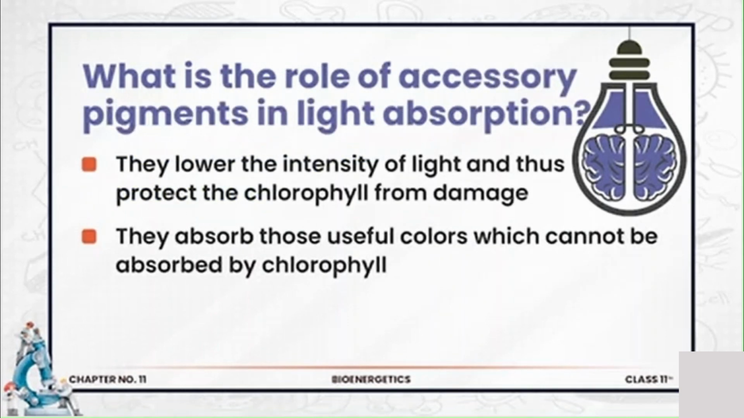Now, number 5, what is the role of accessory pigments in light absorption? So dear students, आपको पता है कि जो accessory pigments हैं वो wavelengths जिनको main photosynthetic pigment यानी chlorophyll A जो है वो absorb ना कर सकती हो, so carotenoids उनको absorb करेंगे and they will pass on to chlorophyll B and chlorophyll B will pass on to the chlorophyll A for effective photosynthesis.